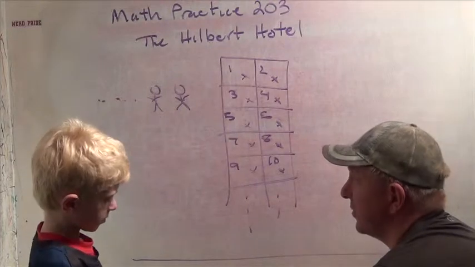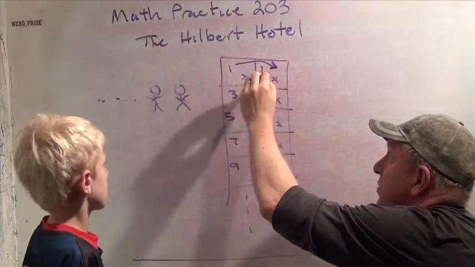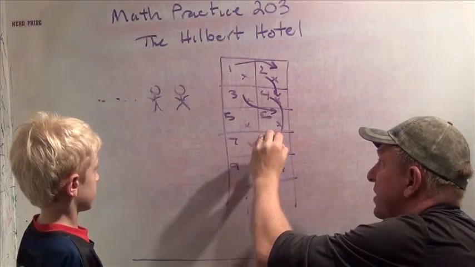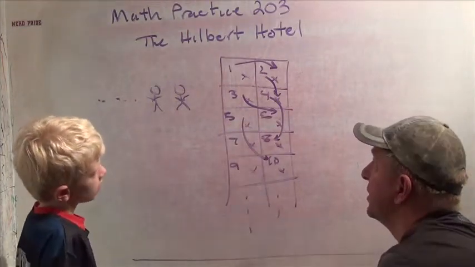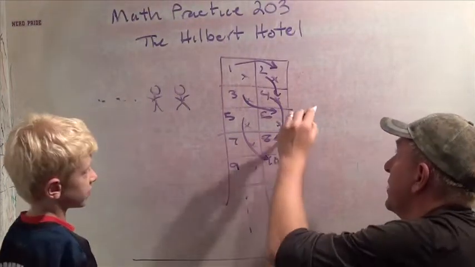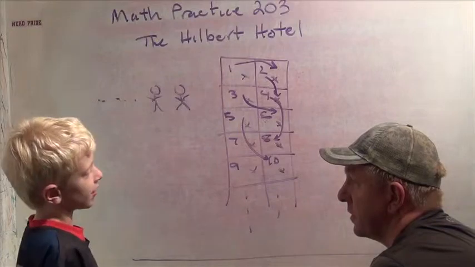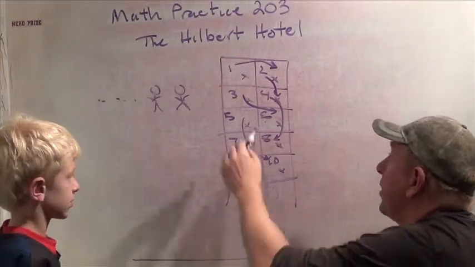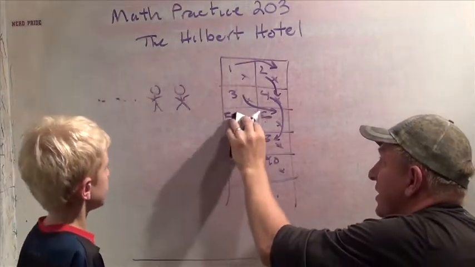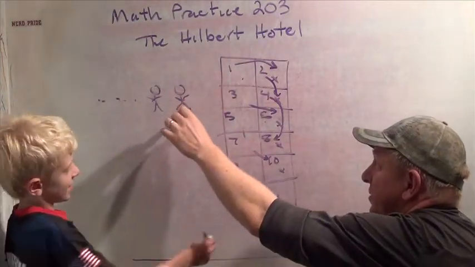Hilbert figured out something really cool. The person in room 1 moves to room 2, room 2 moves to room 4, 3 moves to 6, 4 moves to 8. Do you see what the pattern is? 5 moves to 10. Room 6 would move to 12. So how do you figure out where somebody moves to? Well, you multiply it by 2. And now all of the even rooms are filled, but all of the odd rooms are empty. So now you can have your infinite people move in.